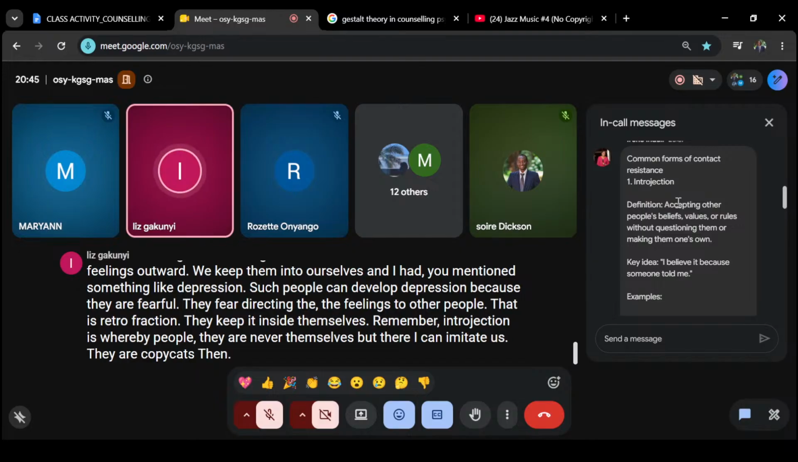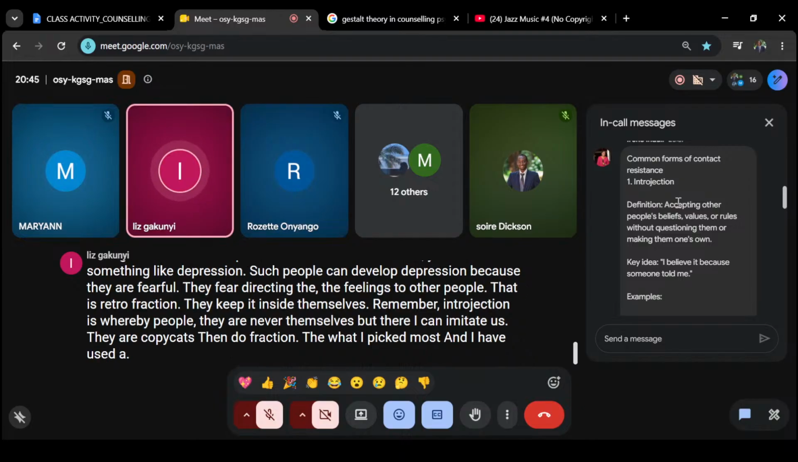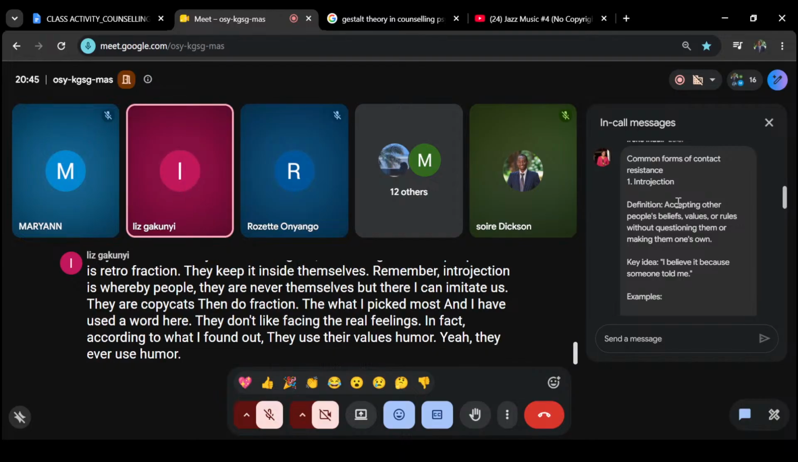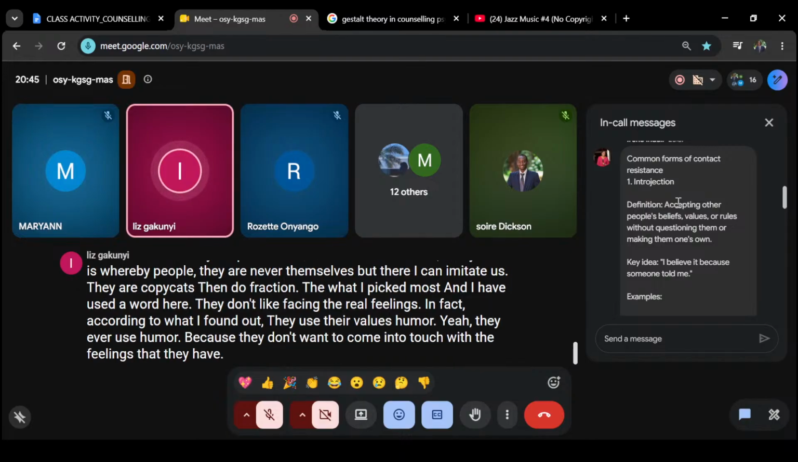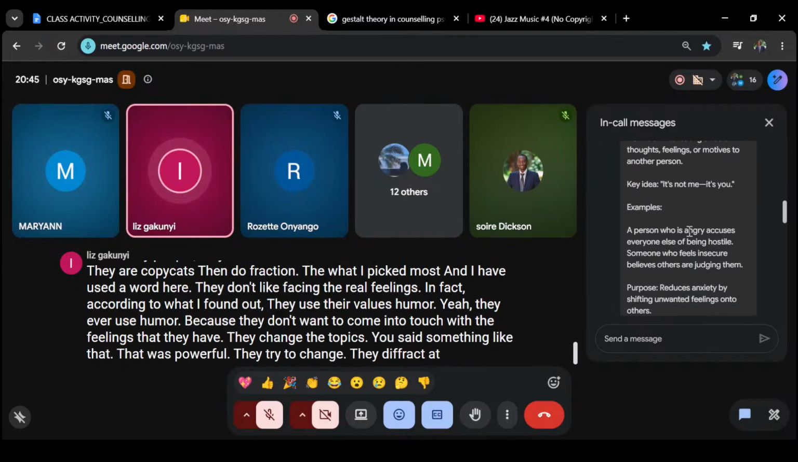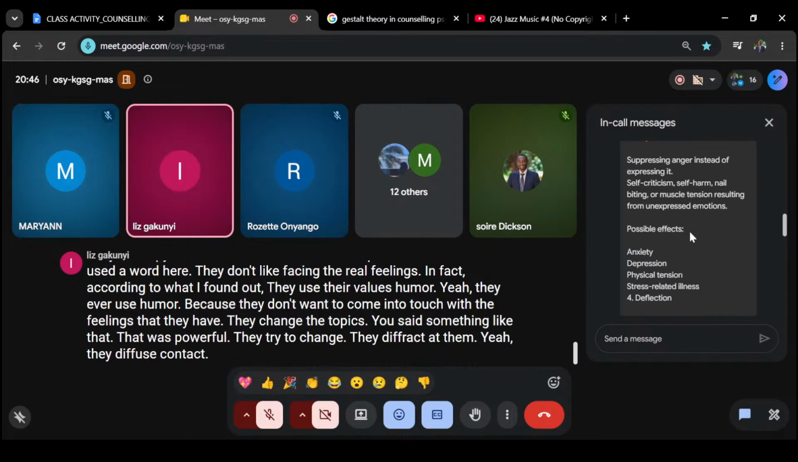Then deflection, what I picked most: they don't like facing the real feelings. In fact, according to what I found out, they overuse humor because they don't want to come into touch with the feelings that they have. They change the topics. You said something like that. That was powerful. They deflect attempts; they diffuse contact. They change topics.